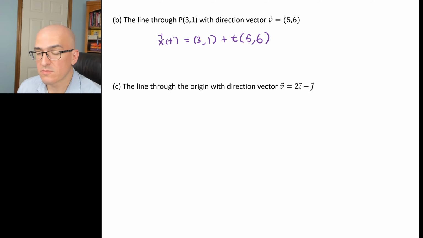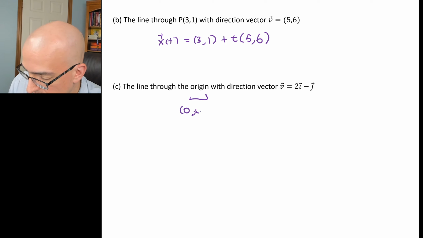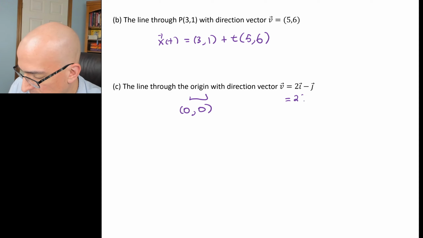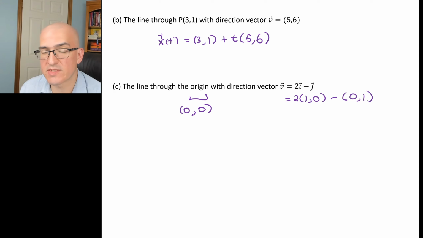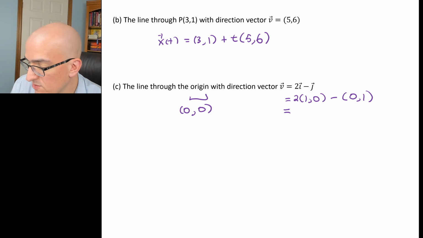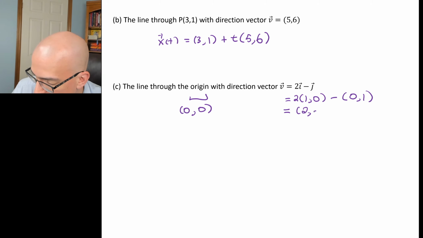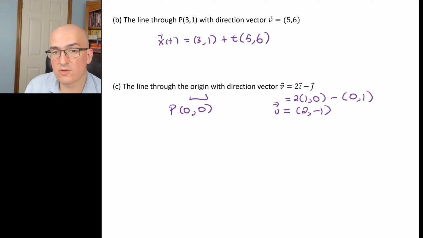Then the line through the origin. So origin, that's the point 0, 0 if we're in 2D. So inside this question, we will assume that we are in 2D with direction vector v equal to 2i minus j. So this is equal to 2 times 1, 0 minus 0, 1, recalling from previous lessons what i and j mean. Our special unit vectors in the x direction and y direction respectively. Okay, so I'm going to multiply that 2 into the bracket and subtract, and we get 2, -1 as our direction vector v. We have our point P, 0, 0.